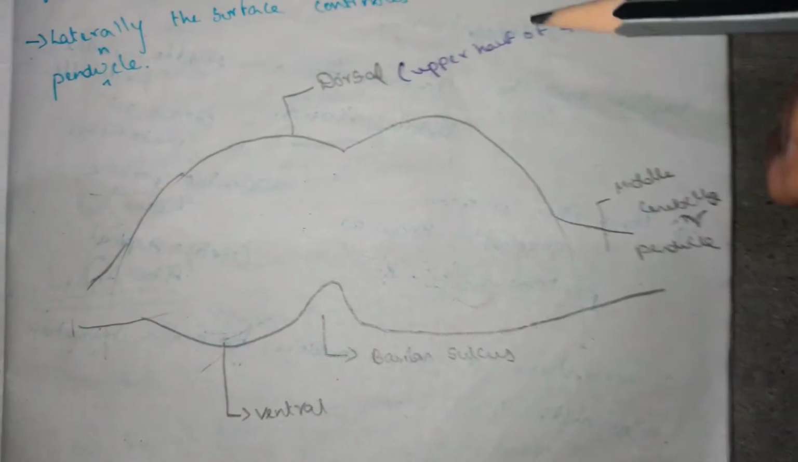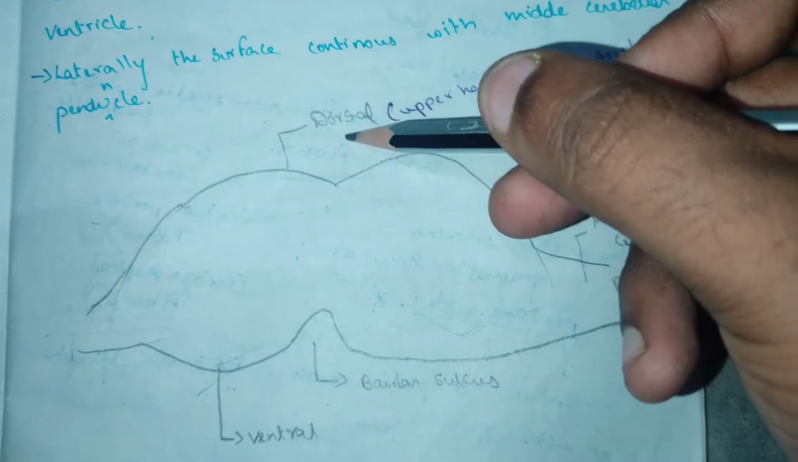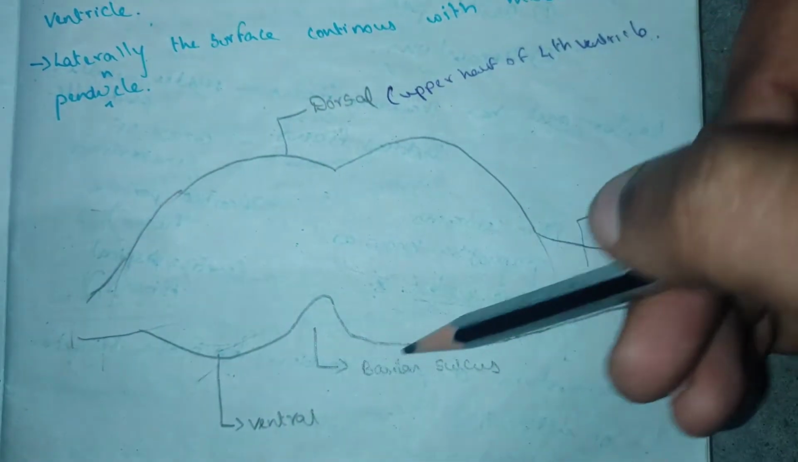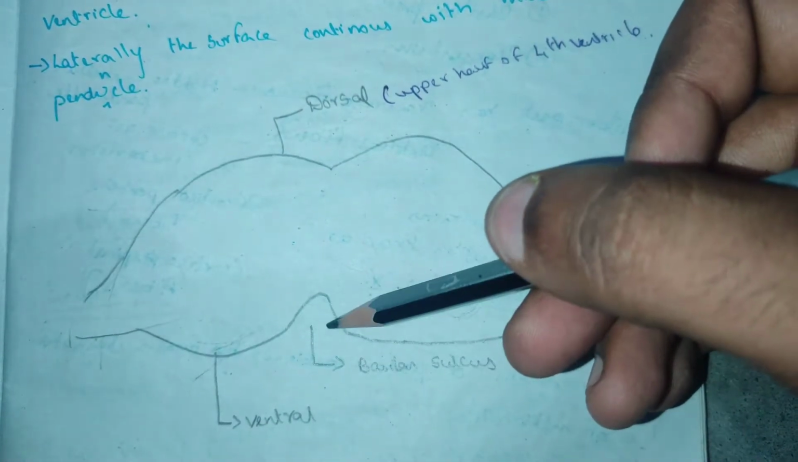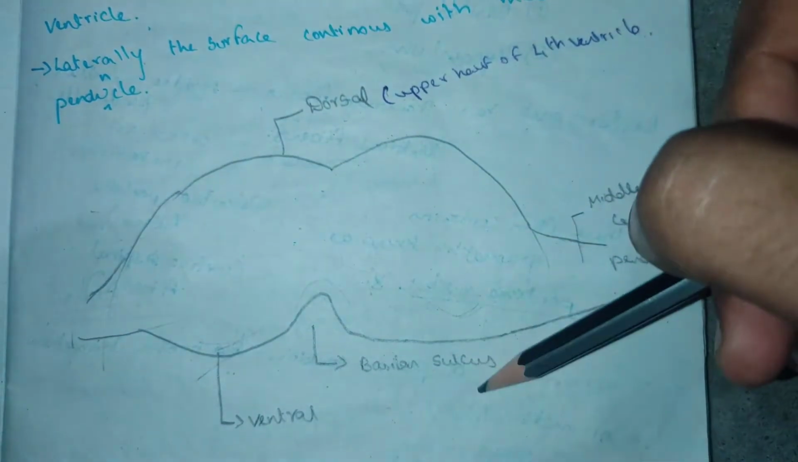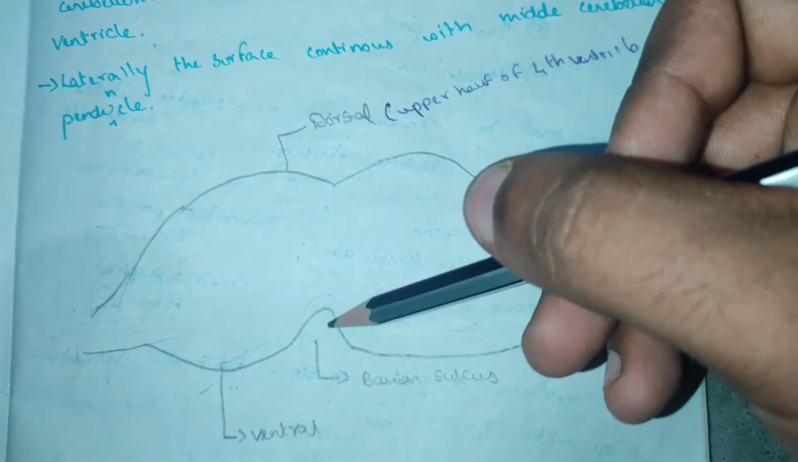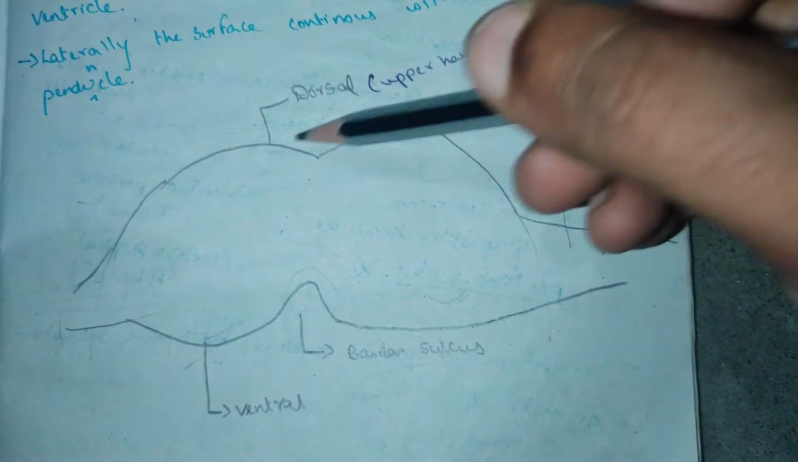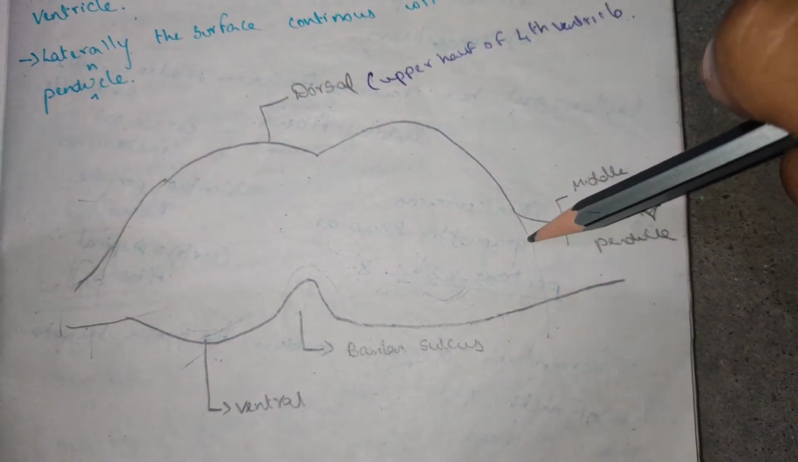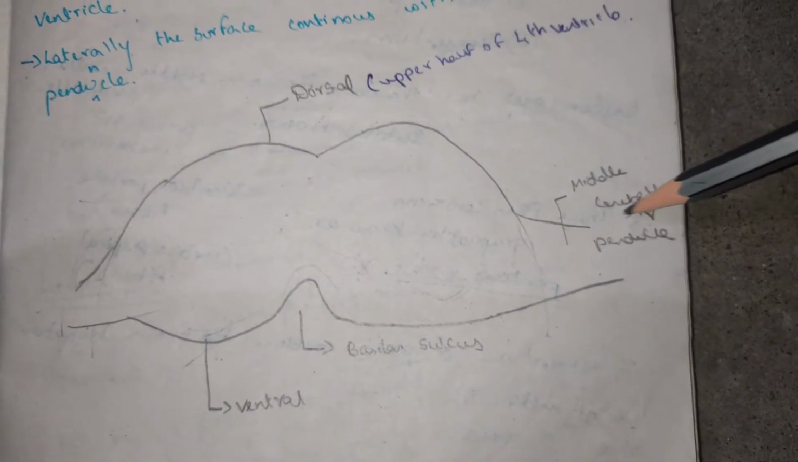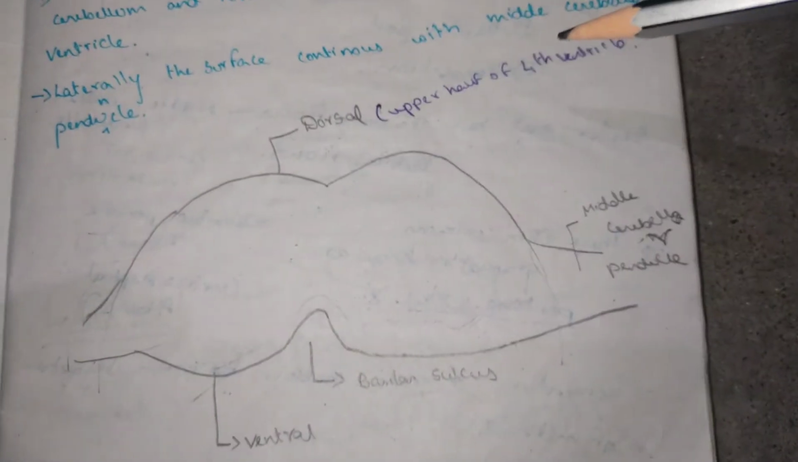Here is the pons, in which this is the dorsal surface and this is the ventral surface. On the ventral surface, there is a sulcus which is known as the basilar sulcus. Here the basilar artery lodges, and laterally the middle cerebellar peduncle connects to the pons.